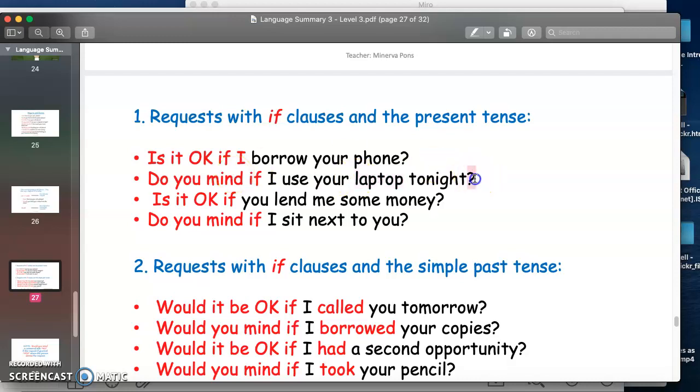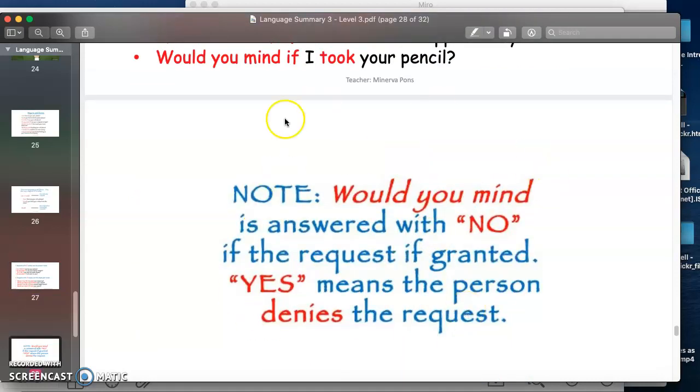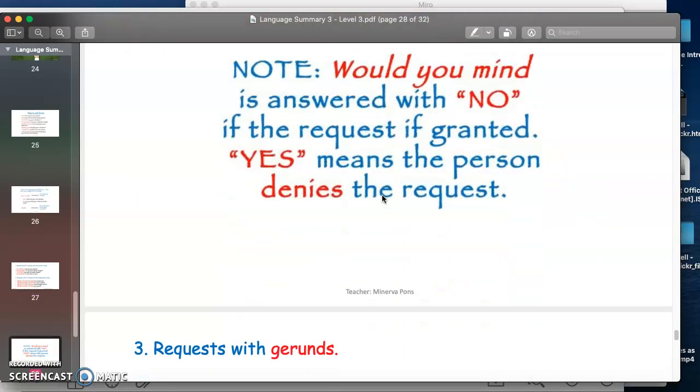Do you mind if I use your laptop? No, I don't mind. That means that you can use my laptop. Do you mind if I use your laptop? Yes, I do mind. That means that you cannot use my laptop. This is something very important to keep in mind.